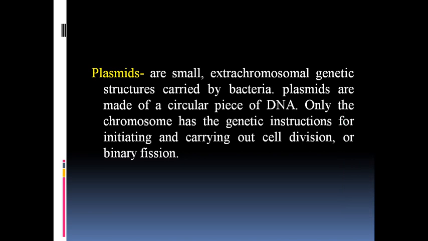Next, plasmids are a small extra-chromosomal genetic structure carried by bacteria. Plasmids are made up of a circular piece of DNA. Only the chromosome has the genetic instructions for initiating and carrying out cell division, or binary fission. So, plasmids are the small extra-chromosomal genetic structures.